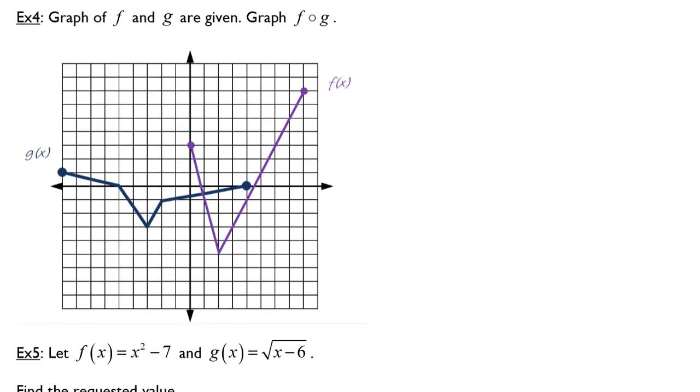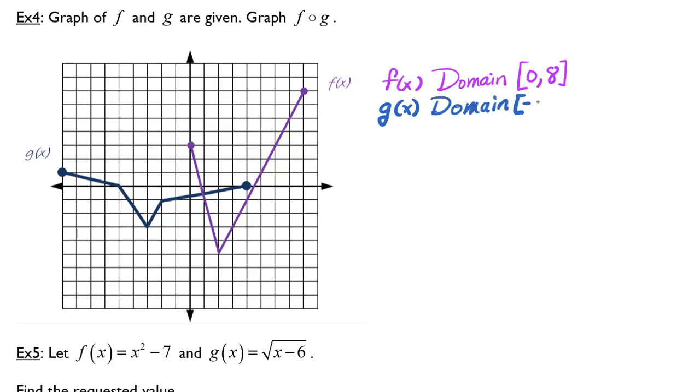Let's graph f and g given below. The graph of f of x has domain from 0 to 8. And the graph of g of x has domain -9 to 4.